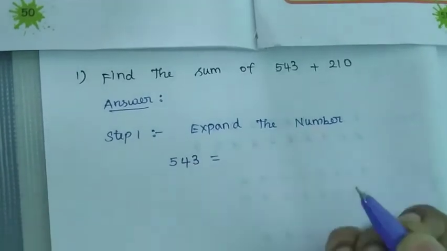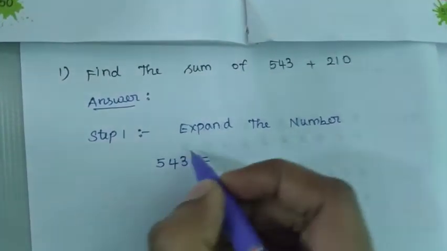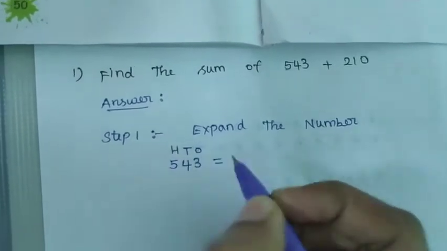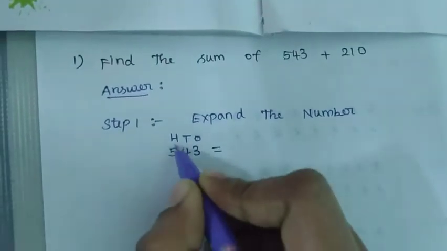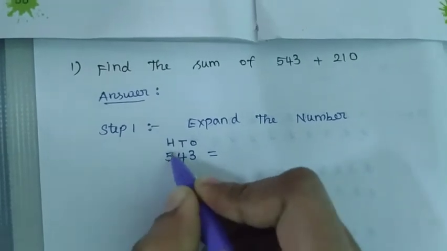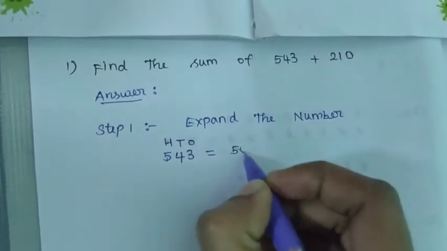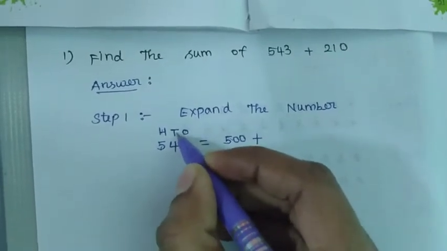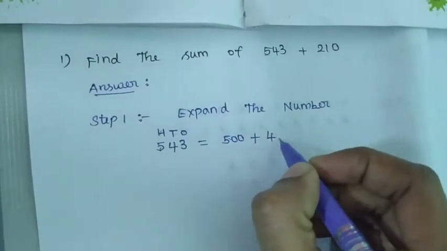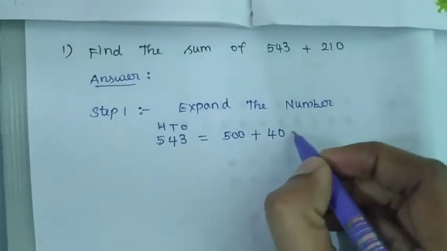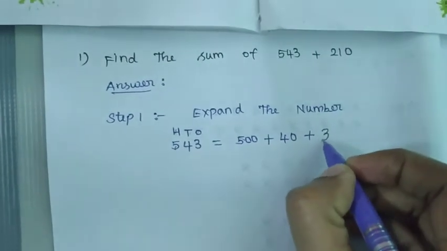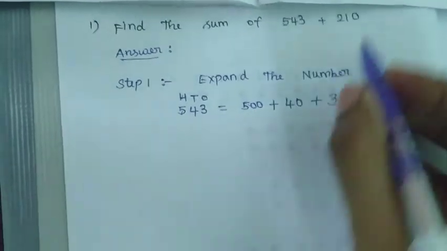543 equal to, first put ones, tens, hundreds, and write the exponent form. How many hundreds are there? 500. So 500 plus how many tens? 4 tens. 4 tens means 40. Plus what? How many ones? 3. So put 3. This is the exponent form.